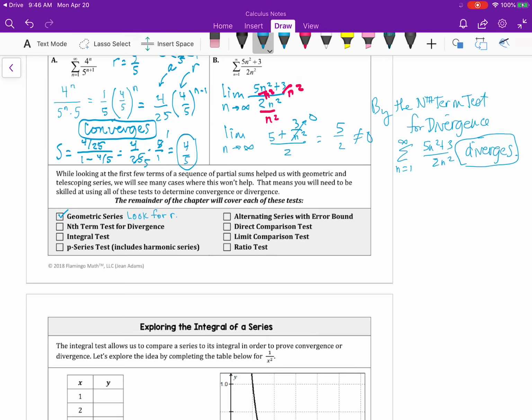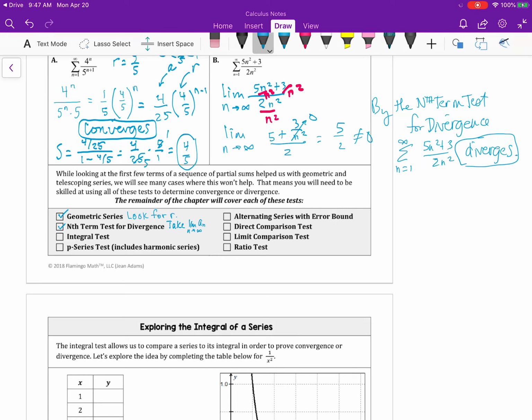So what I did right down here is, as we're going, I'm going to remind myself, okay, I know how to find whether a geometric series converges. I'm going to look to see what my r is. My r is going to tell me whether it converges or diverges. If my r is greater than 1, I know I have a divergent geometric series. If my r is between 0 and 1, then I have a convergent series.